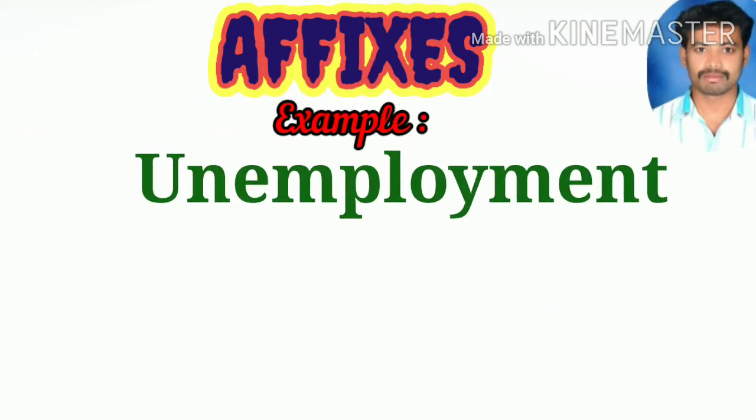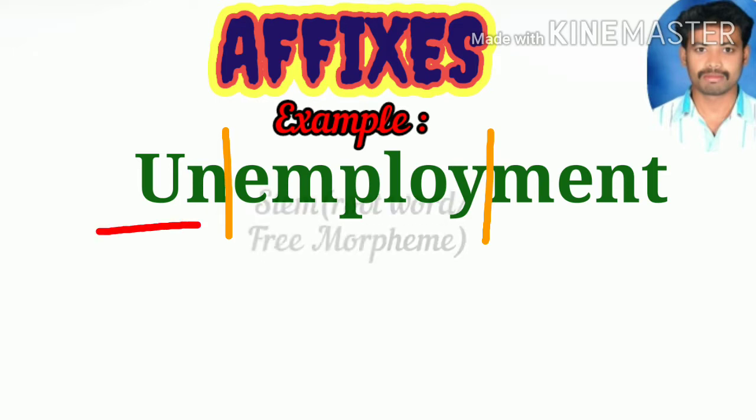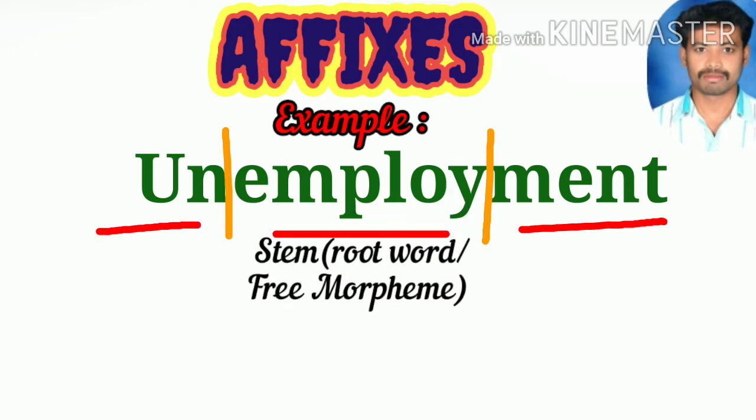The first one is unemployment. Look there. We want to divide this word, unemployment. Which is the root word? It is going to give meaning, so that is the meaningful unit. That is the root word, and we call that the free morpheme. So here, unemployment. Have you understood?